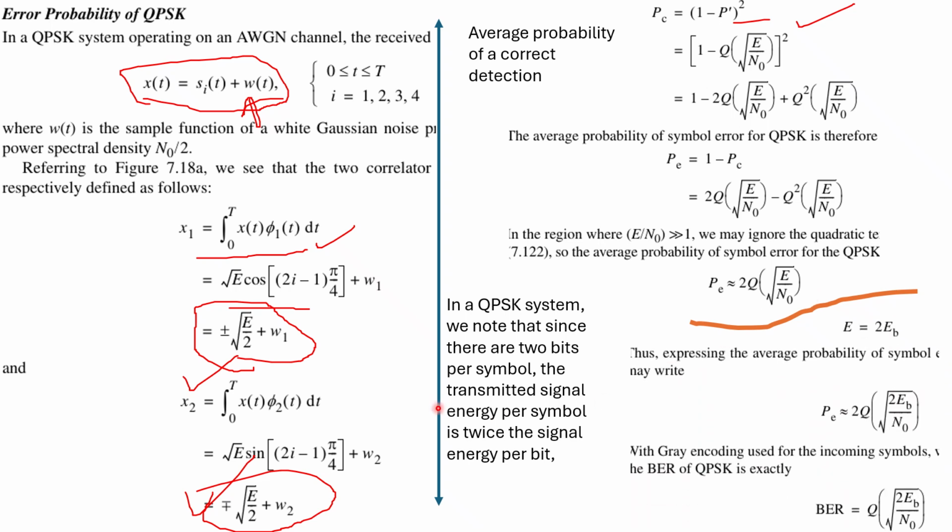Again, now in the QPSK signal we note that since there are two bits per symbol, not only one bit, the transmitted signal energy per symbol is twice the energy per bit. So that is why E is equal to twice of Eb. So further replace it, P is equal to twice of Q of square root of 2Eb by N naught. So the minimum probability, BER, is equal to the Q of square root of 2Eb by N naught, right?